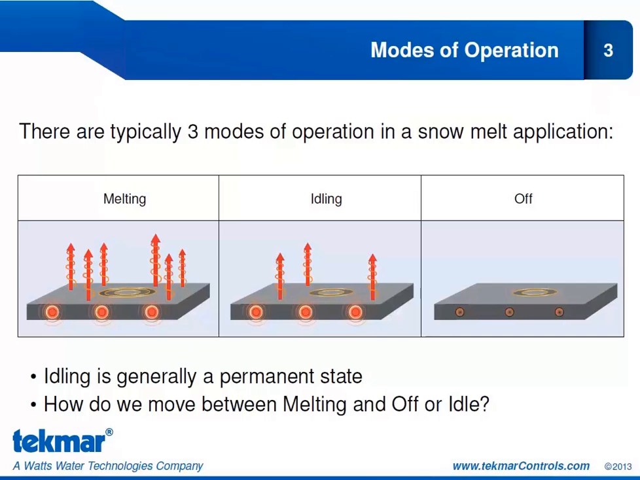Idling is generally a permanent state. So it's not something that we would start and stop on a semi-regular basis. It is something that would be in effect throughout the snowmelt season. Now one question is, how do we move between these states? So how do we go from idling to melting to off, or from off directly to melting? We'll look at those ways that we can enable and disable the snowmelt system.